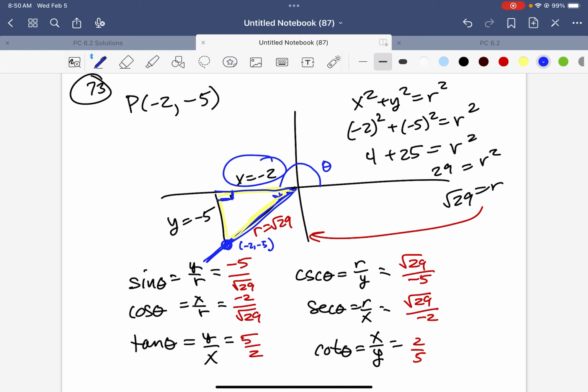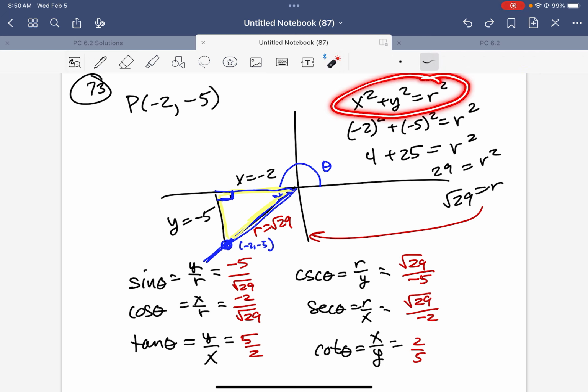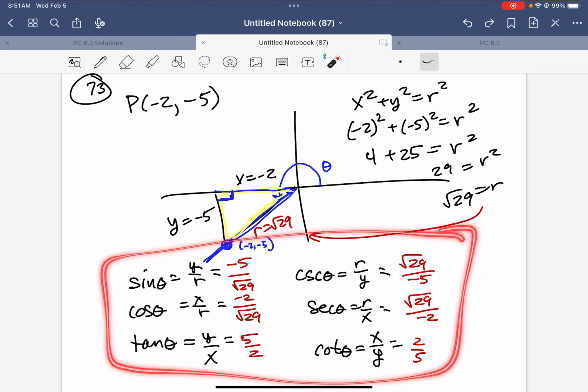Notice here x is negative and y is negative. So to find our r, we come over here and do x squared plus y squared is equal to r squared, because I don't remember a 2, 5 something Pythagorean triple. I remember 3, 4, 5, but okay. So -2 gets squared is a +4. -5 gets squared is a +25. So you get that r is the square root of 29, and you can find your 6 trig functions.